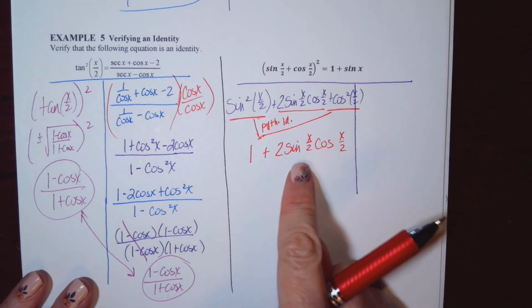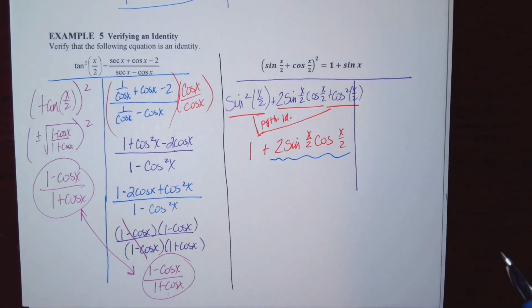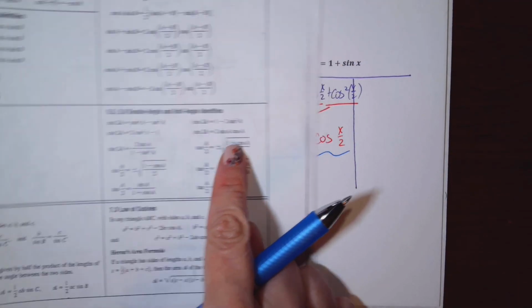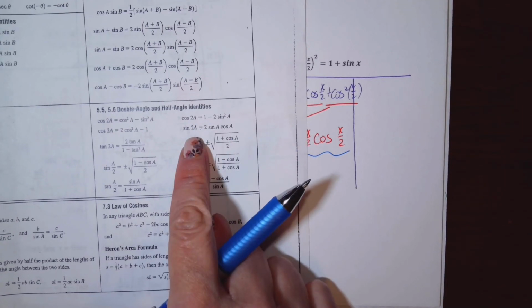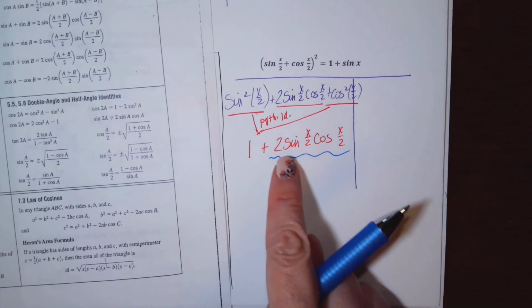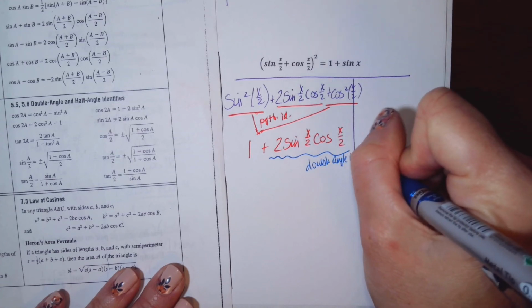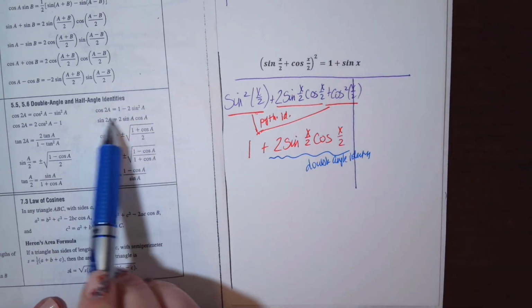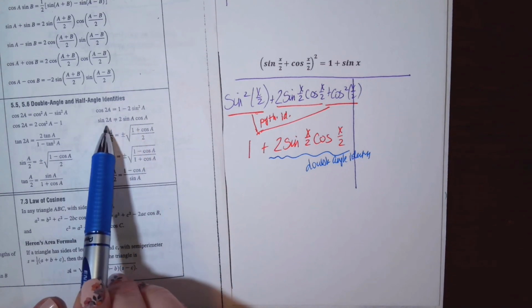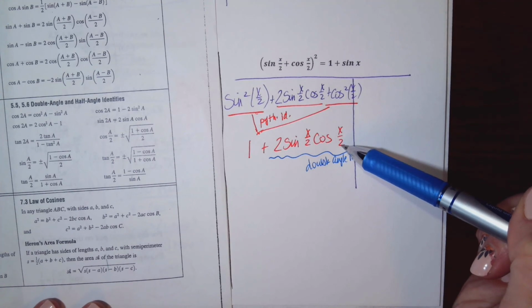Now this looks very familiar. It reminds me of one of my double angle identities. So this is why you need to be super familiar with your identity sheet. 2 sine A cosine A is equal to sine of 2A. Notice that relationship between those arguments. So this is a double angle identity. For this identity, A is half of 2A, so x half is half of x.